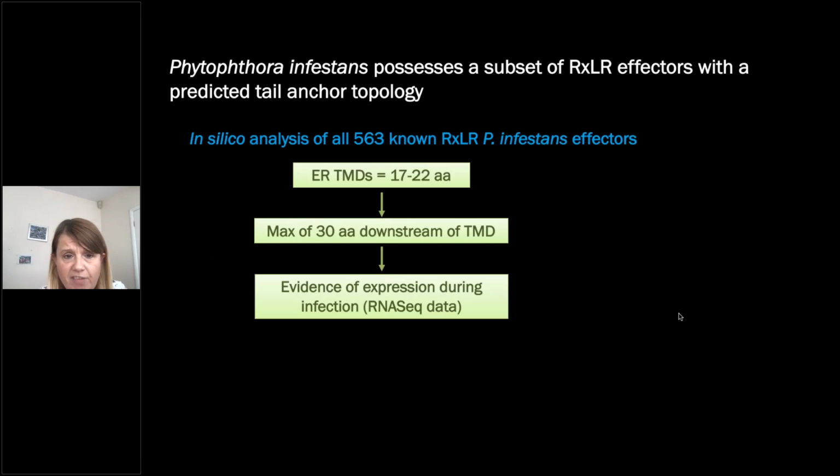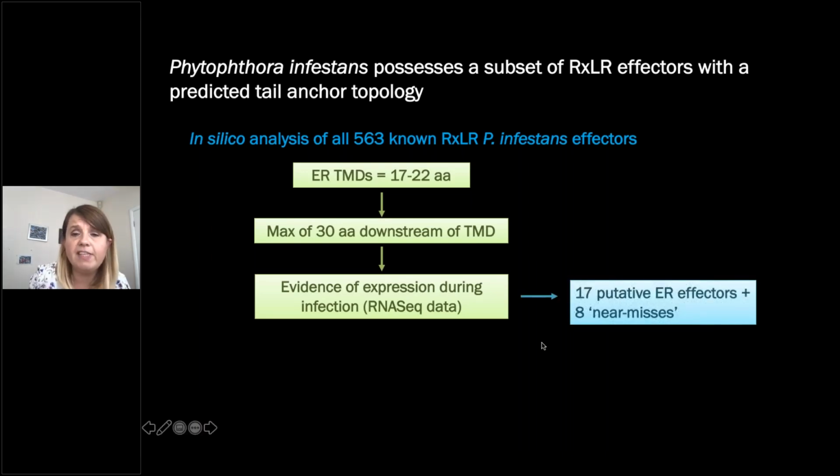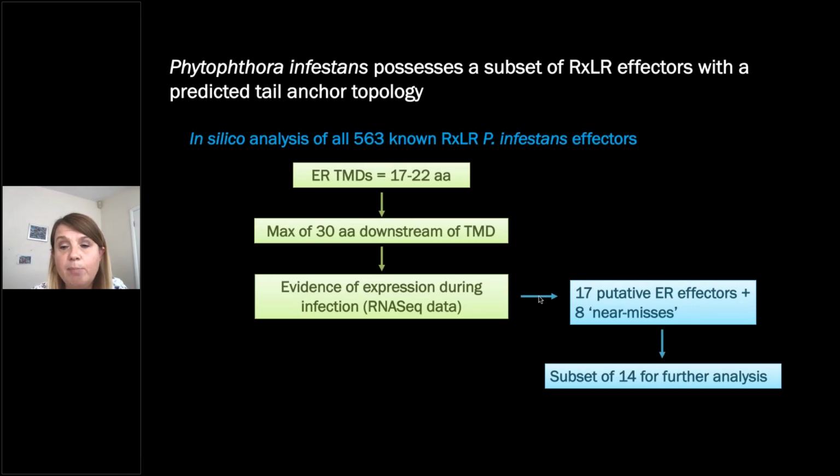Okay, so having applied these three different criteria, we then came up with a subset of 17 putative ER effectors which met our criteria for a C-terminal tail anchor, and an additional 8 effectors which nearly met it. Okay, so out of this 17 plus 8, we selected a subset of 14 for further analysis. We then cloned these 14 effectors, created fusion proteins to GFP, transiently expressed them in Benth and looked at their localization.